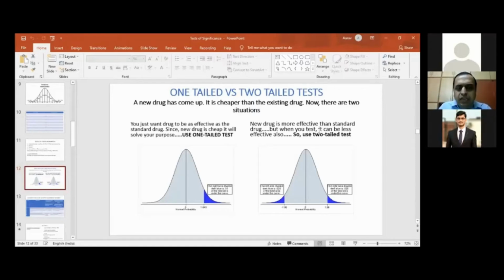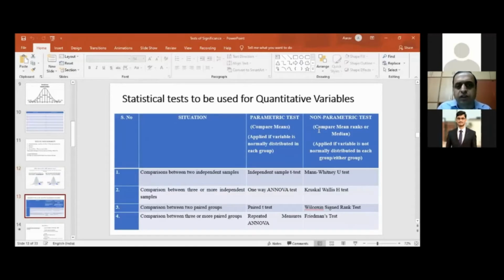So after dealing with all these terms: significance, power, confidence interval, p-value, one-tail, two-tail, normality, once you are clear with all these concepts and once you are ready, then we jump on to the test of significance. As I have already told you, we can divide the tests of significance into tests for quantitative variables and tests for qualitative variables. Once we are talking about quantitative variables, we can divide these tests into parametric tests, which compare the means between the groups, and non-parametric tests, which compare the mean ranks or the median.